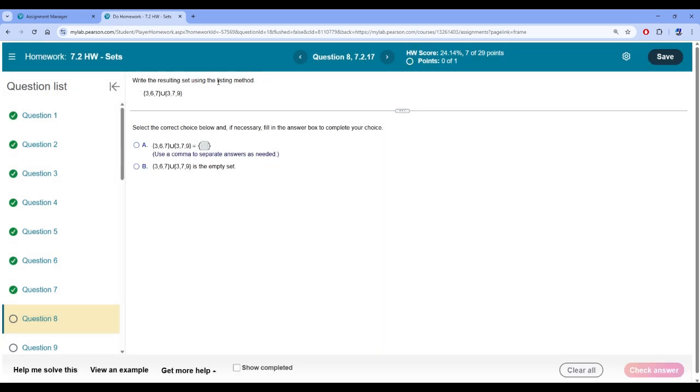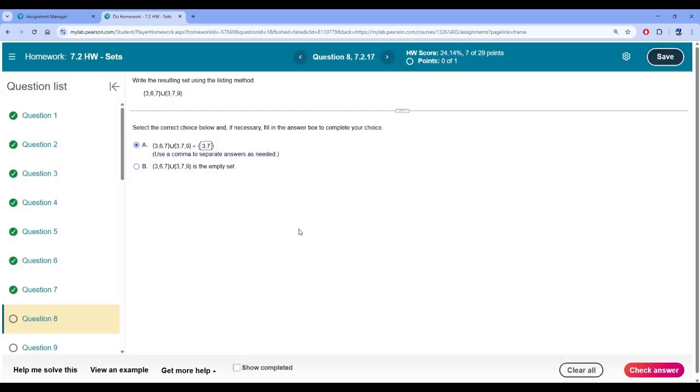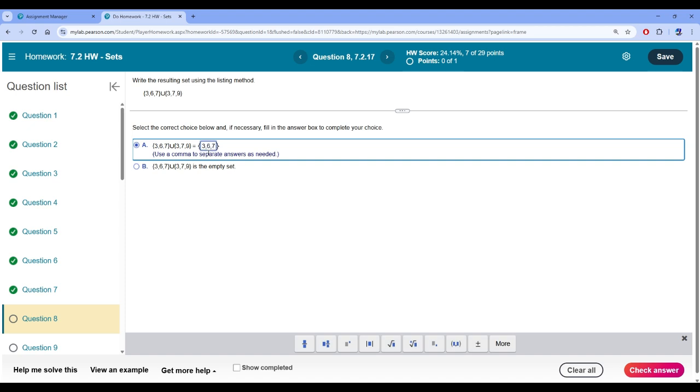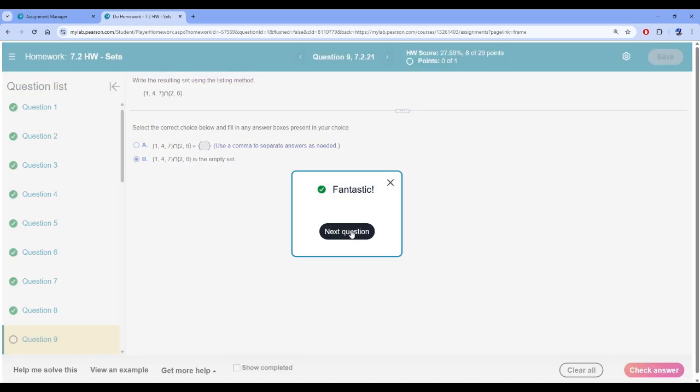Write the resulting set using the listing method. {3, 6, 7} and {3, 7, 9}. So that'd be 3 and 7. So that'd be {3, 7}. Oh, union. I'm sorry, it's not the intersection. This is union, so it's all of them. So 3, 6, 7, and 9. So {3, 6, 7, 9}. There we go. Let's see. {1, 4, 7} intersection {2, 6} is the empty set. Nothing in common.